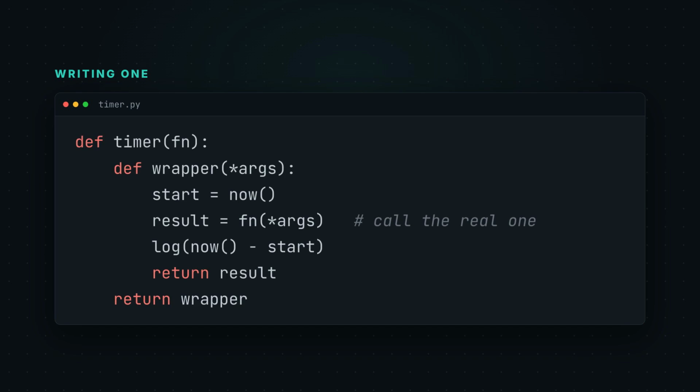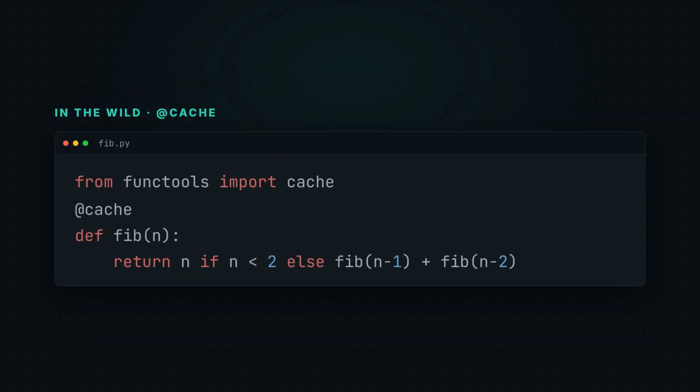Here's a real one. A timer. It takes your function and returns a wrapper. The wrapper notes the time, calls your original function, logs how long it took, and returns the result. Slap @timer on anything, and it's suddenly timed. Write once, reuse everywhere.